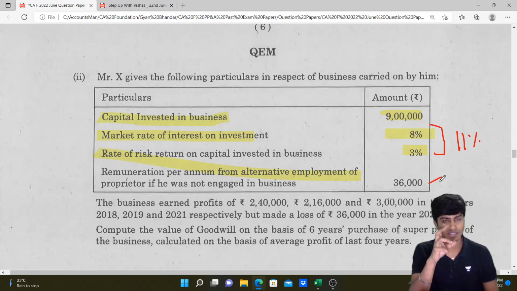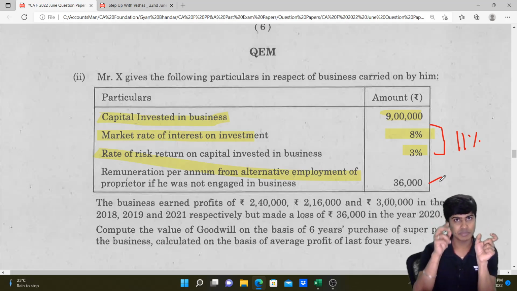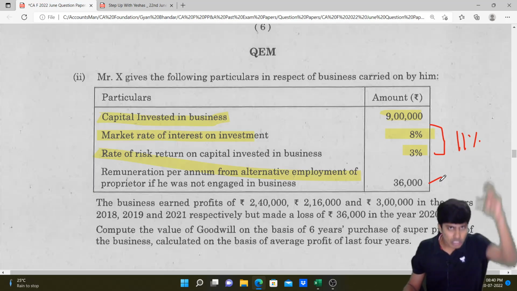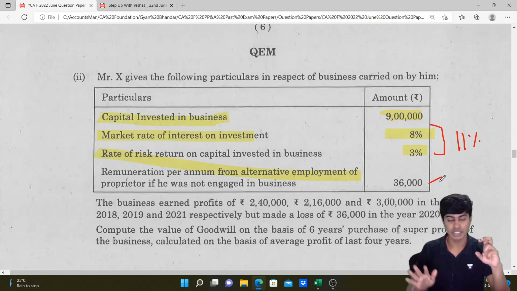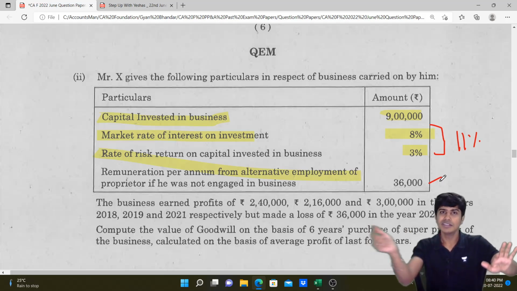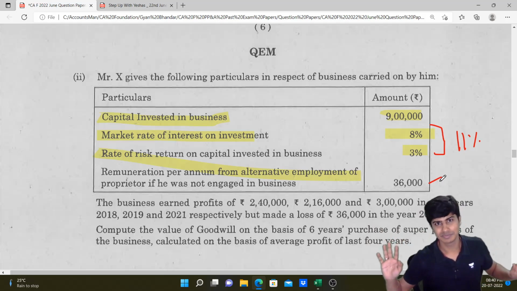When we want to find the adjusted average profit, each individual year's profit is there. From that deduct 36, 36, 36, 36, 36. Take the adjusted profit and then find the average. First method. Second method, total the profits before adjusting 36,000. Take the average, that is by dividing by number of years. Then deduct 36 only once.